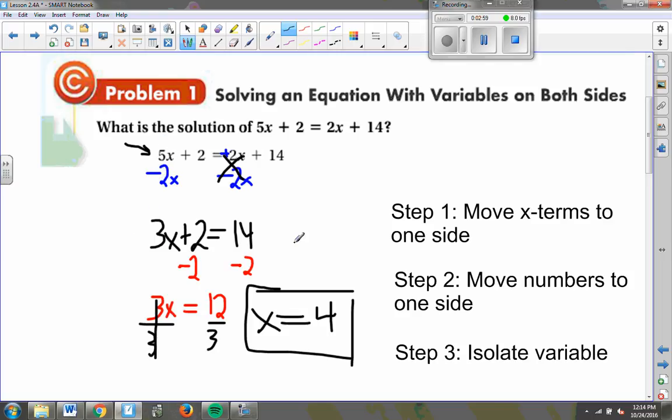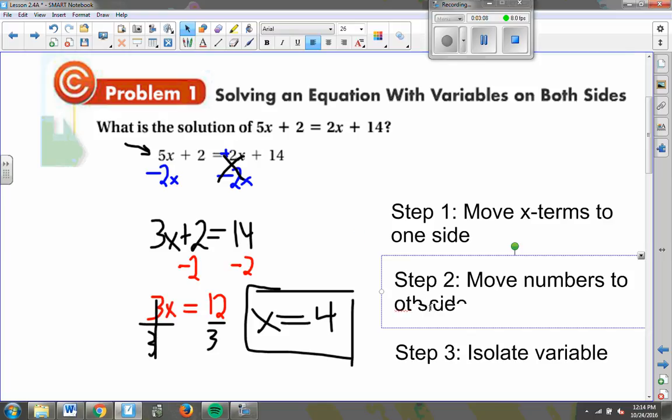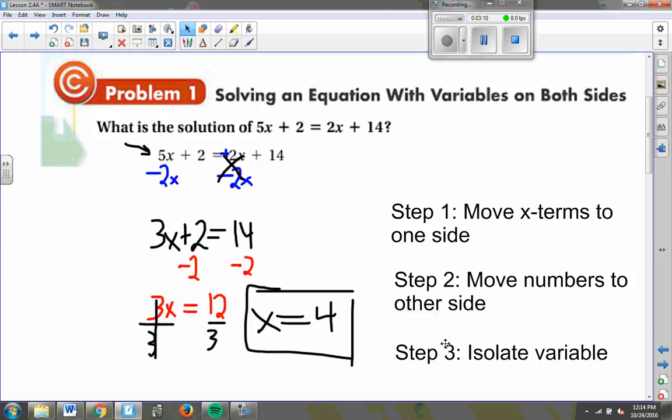And then you should have a 2-step equation that we can solve by undoing the plus or minus, move those numbers to the other side. In fact, let me change this to say other side. And then step 3 is just to isolate the variable by dividing.